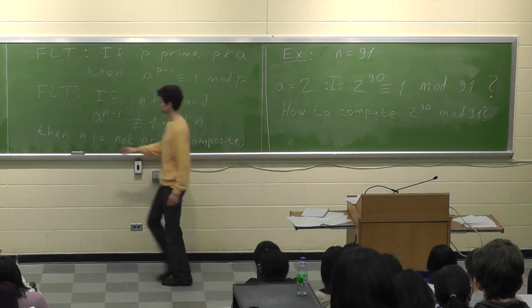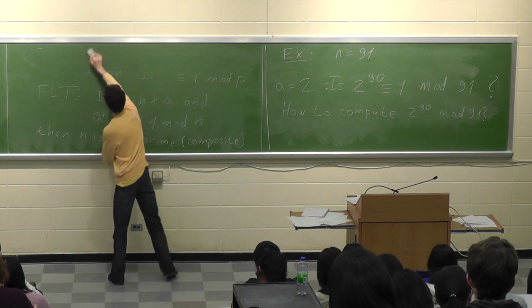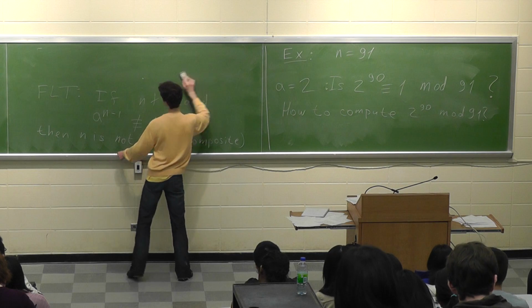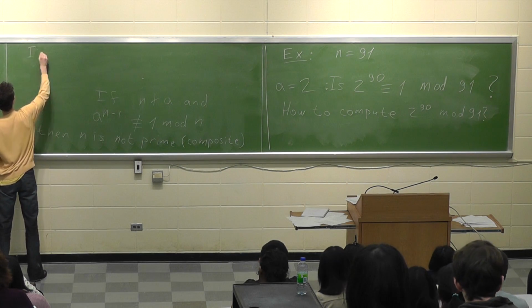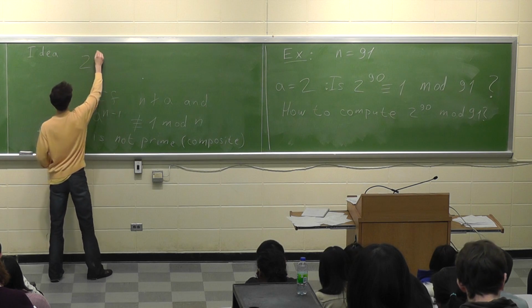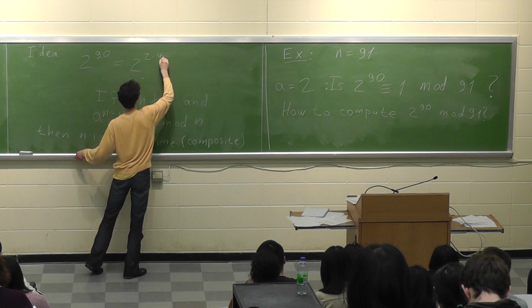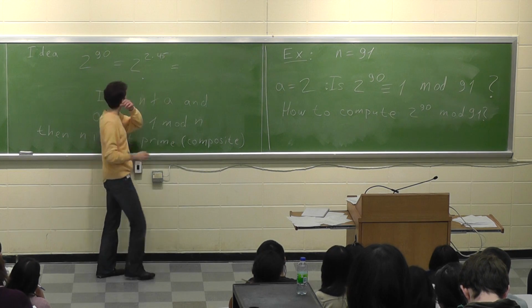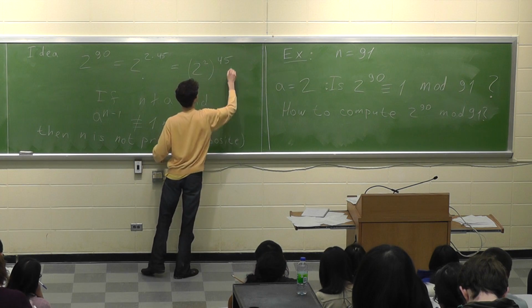Well, one idea is to break this exponent apart. Let me take 2 to the power 90 and rewrite it as 2 to the power twice 45. Now I can write it as 2 squared to the power 45.